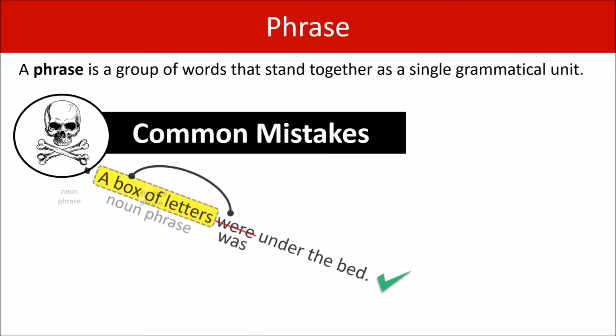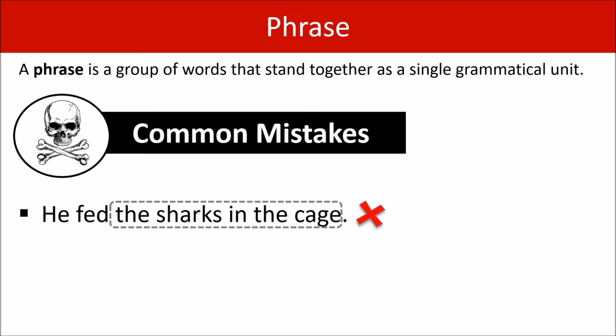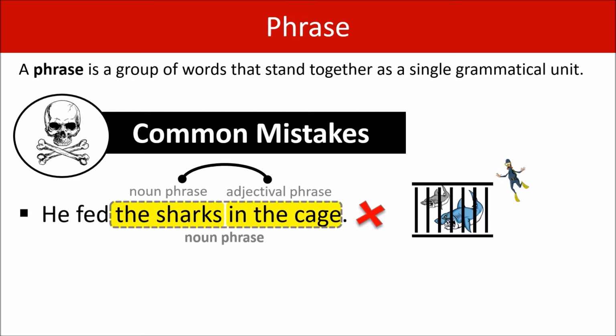Here's another fairly common mistake. He fed the sharks in the cage. Now this is ambiguous, so I'm going to mark it as wrong. The sharks in the cage. That looks like a noun phrase. And if it is a noun phrase, well, we have an integral noun phrase and we have an integral adjectival phrase. And the adjectival phrase describes the sharks. So that would give us this situation. He fed the sharks in the cage. But that would be an unusual scenario, so context would tell us that that was wrong.